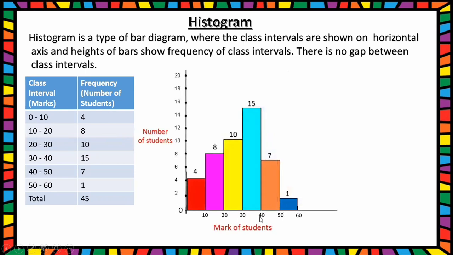Horizontal axis, marks of students; vertically, number of students. Horizontally, 1 unit represents 10 marks, and vertically 1 unit represents 2 students. So the bars show: 4 scored marks between 0 to 10, 8 scored between 10 to 20, 10 scored between 20 to 30, 15 scored between 30 to 40, 7 scored between 40 to 50, and only 1 scored between 50 to 60. Hope you all understood.